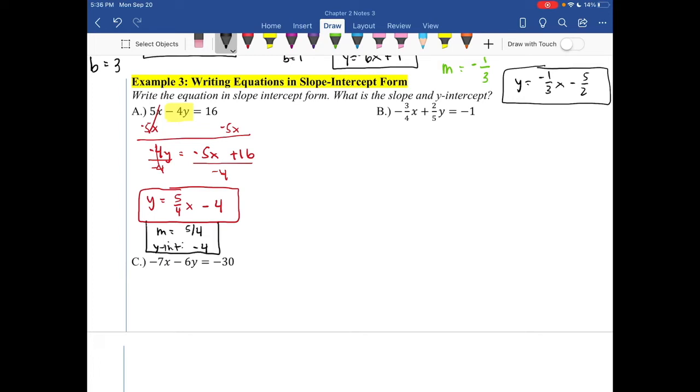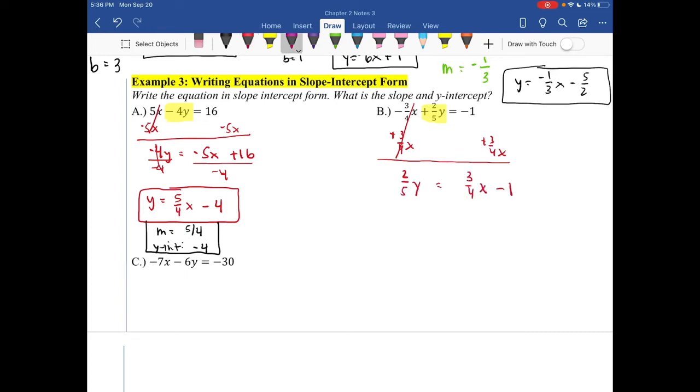Looking at B, we now have some fractions. But the same process still applies. We start by isolating whatever the y term is. That means we need to add 3/4 x to both sides of the equation. It will cancel out on the left, and you now have 2/5 y = 3/4 x - 1.